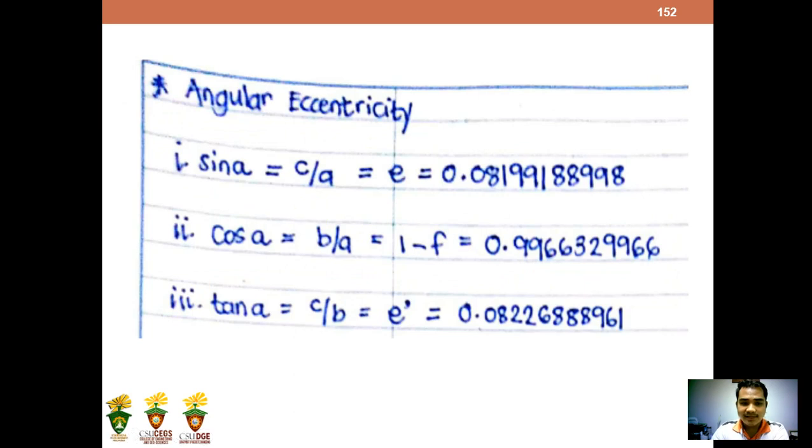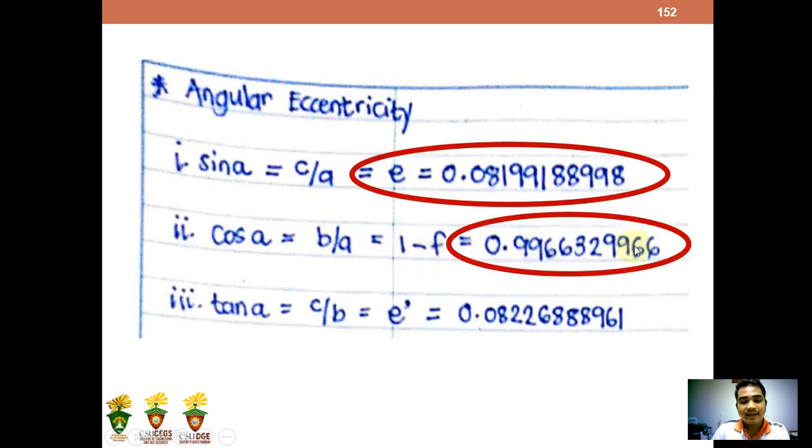For angular eccentricities, sine alpha, or angular eccentricity with respect to sine, is equal to the first eccentricity. Just copy the answer. For cosine alpha, or angular eccentricity with respect to cosine, you can use this formula: b over a or 1 minus f. So you will have an answer of 0.9966329966. And angular eccentricity with respect to tangent is equal to the second eccentricity. So its answer is 0.08226888961.